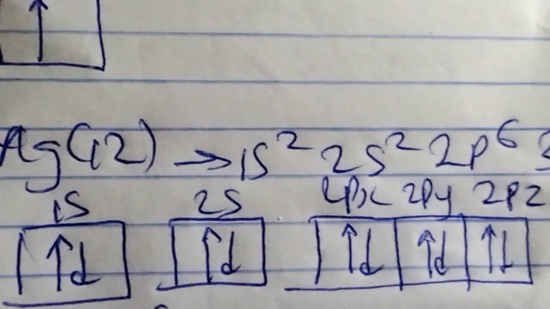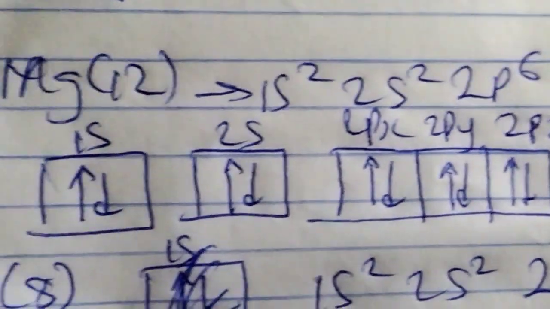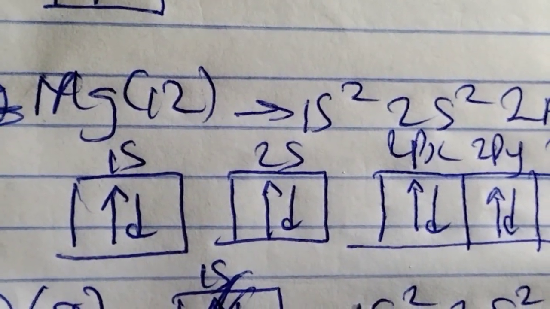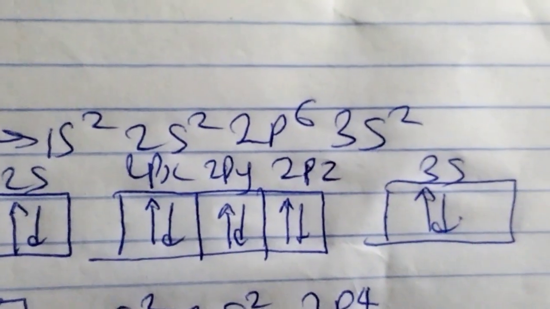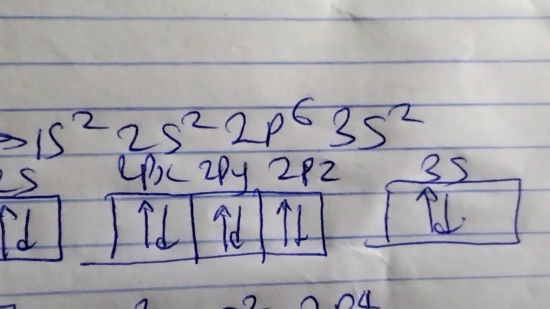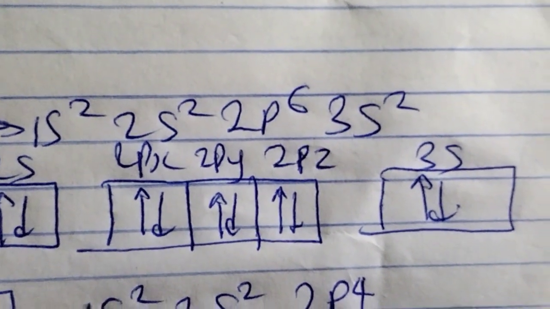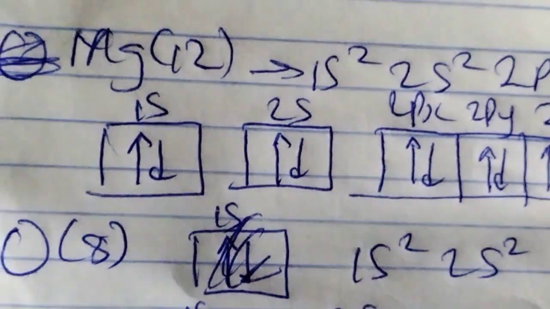Then for magnesium, the EC is 1s2, 2s2, 2p6, 3s2. They draw the boxes. 1s, 2 electrons in opposite directions, 2s, 2 electrons in opposite directions, 2px, py, pz contained in 1 box, but partitioned, 2 electrons each in opposite directions, 3s, 2 electrons in opposite directions. So this is for magnesium.